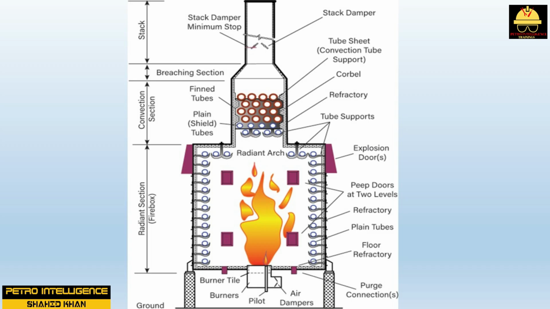Tubes in this area are referred to as convection tubes and can be accessed through the header box doors at the terminal penetrations where the return bends or rolled headers are located. Rolled headers typically have removable plugs for maintenance and tube inspection.